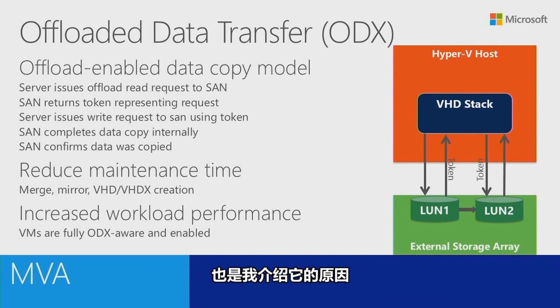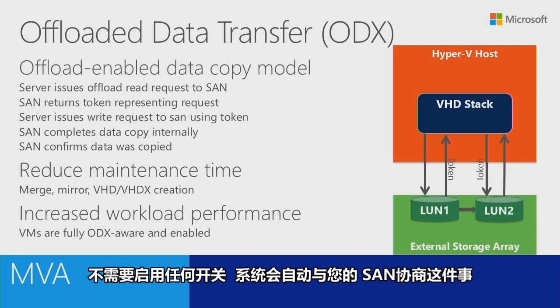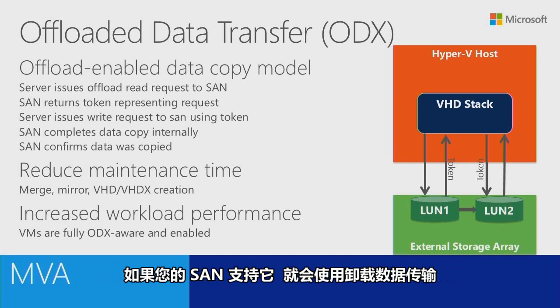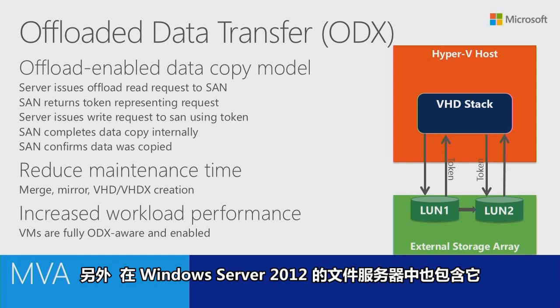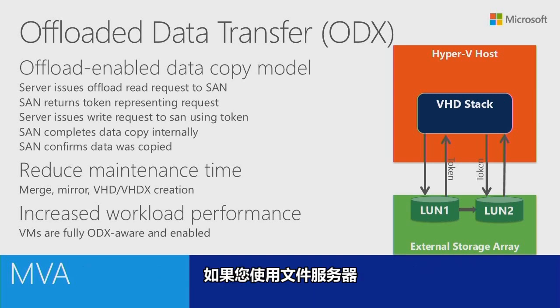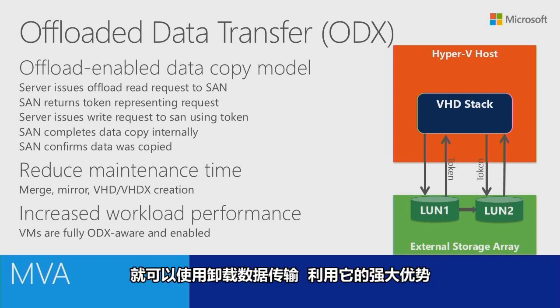And the reason why I always bring up ODX is because people hear about this and go, oh my gosh, this is awesome. Where's the on switch? How do I make sure that this thing is enabled? Well, the important thing to understand is there's nothing to enable. We automatically negotiate this with your SAN. If your SAN supports it, we'll take advantage of ODX. By the way, this is also included in the Windows Server 2012 file server. So if you're using the file server and we can use ODX, we will take advantage of it as well.